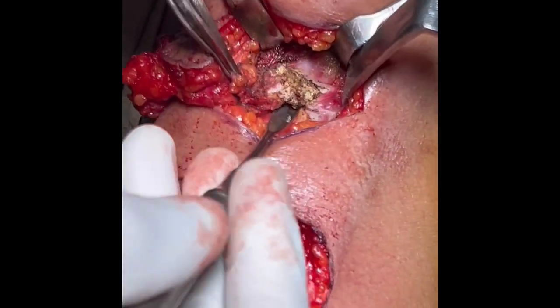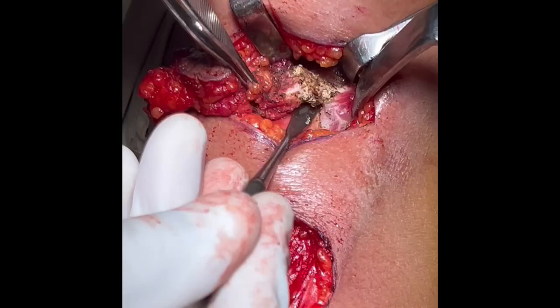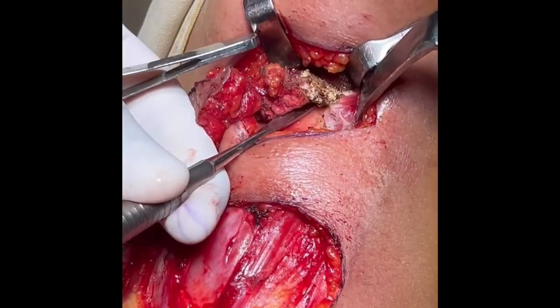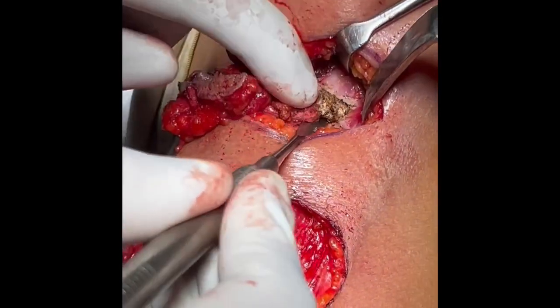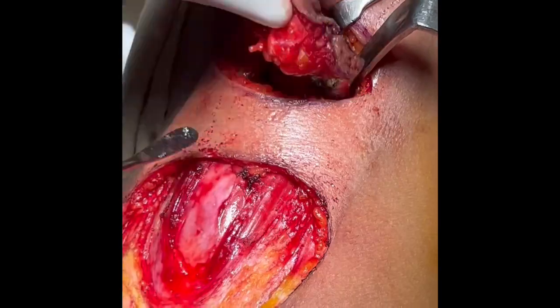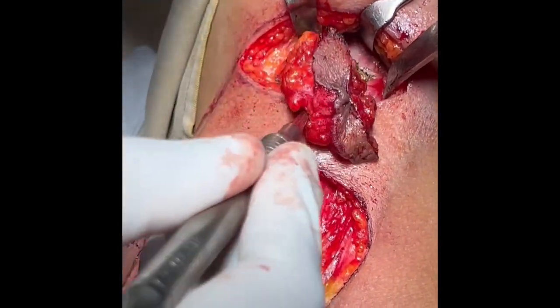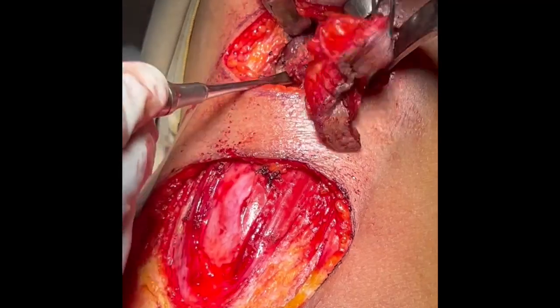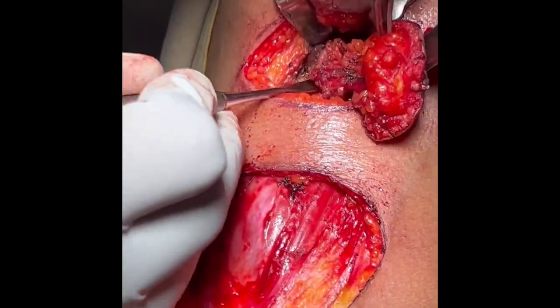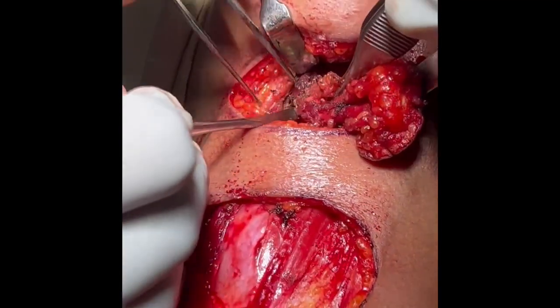Now I am using the elevator to elevate on the left side, then I will elevate on the right side. After elevating this, I will cut this central part of the hyoid body with the bone nibbler. After elevating the posterior side, I will cut with the bone nibbler.